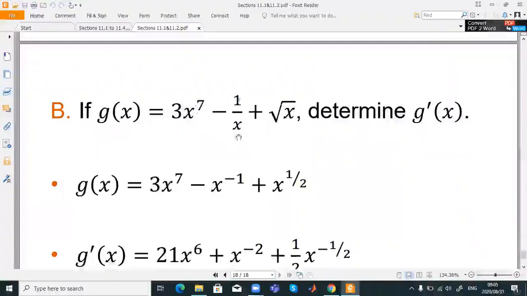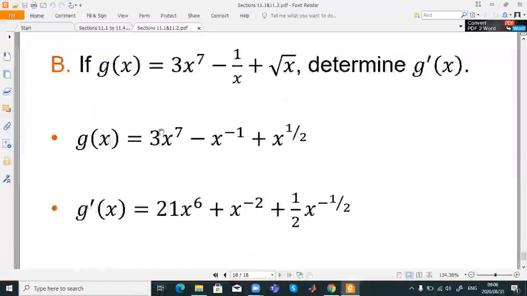Then again, here we'll have another example that says 3x to the power 7 minus 1 over x plus square root of x. Whenever you have this type of fractions or surd form, it's always advisable to remove the surd. So here, this one remains 3x to the power 7. This, we put it in terms of an exponent. Then here, we remove the surd, it becomes x to the power 1 over 2. Then you now apply your power rule. Differentiating here, we drop the 7. 7 times 3, 21. 7 minus 1 is 6. Here you drop minus 1, it becomes a positive 1. Minus 1 minus 1 is minus 2. So here you drop the half, and a half minus 1 gives you minus a half.